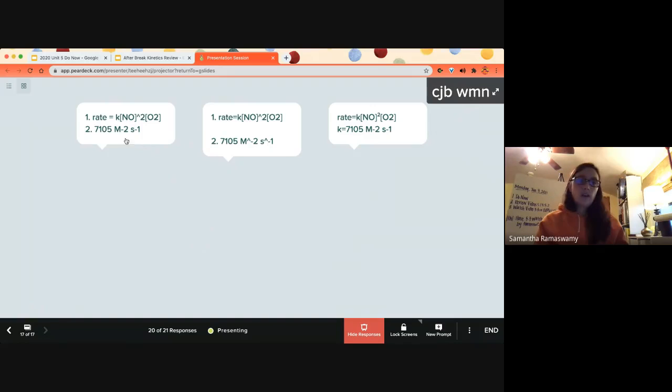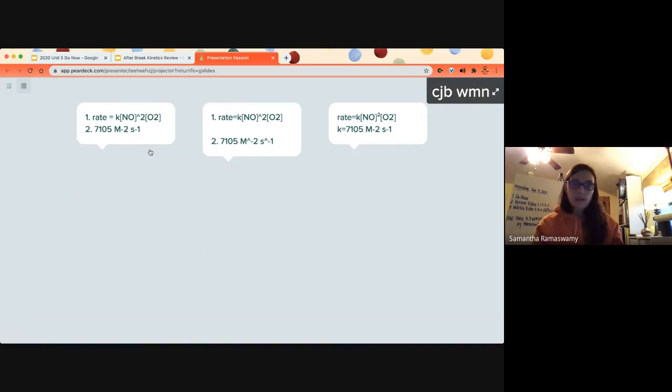Notice for the rate constant, right, these three responses had 7105. If Mastering wanted 3 sig figs, it would be 7110. Just keeping that in mind. But notice how they're all M to the minus 2, s to the minus 1. Remember that it's always s to the minus 1. What changes is the M.